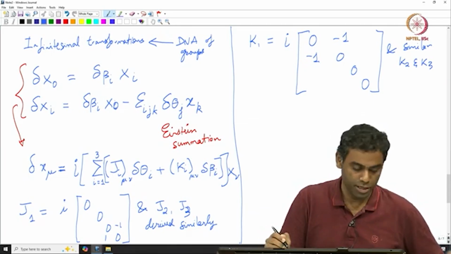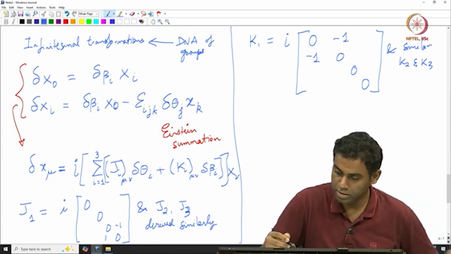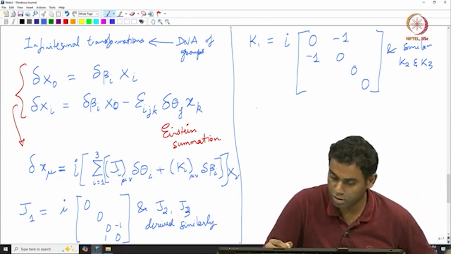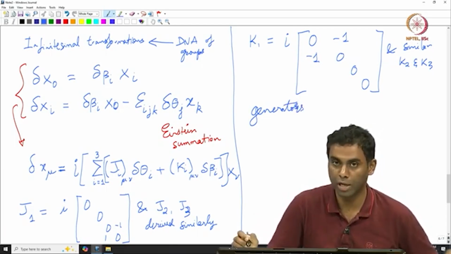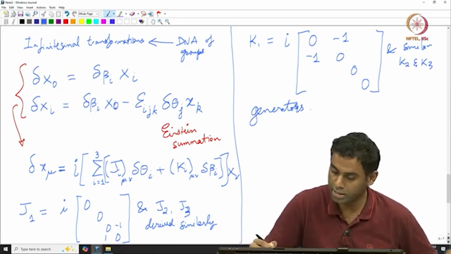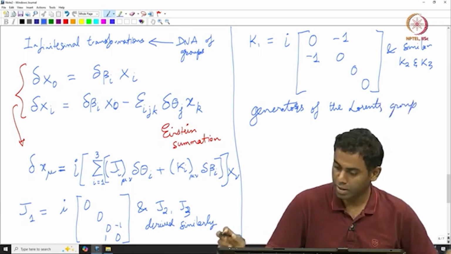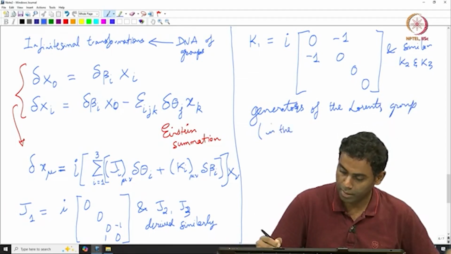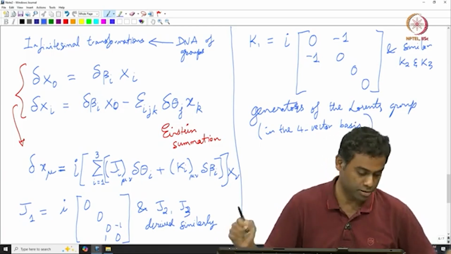These are very special matrices, because these are what are called generators. In general you will have generators for these groups. In this case these are the generators of the Lorentz group, in the 4 vector basis. I say that because we are going to see some very interesting thing coming out of this in another basis.